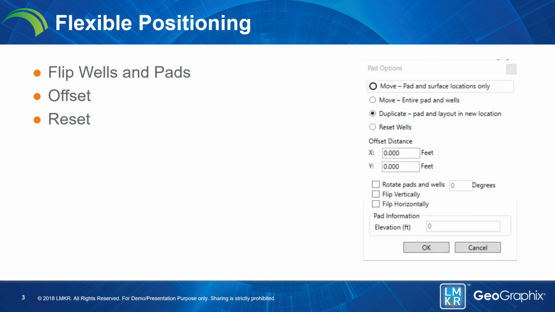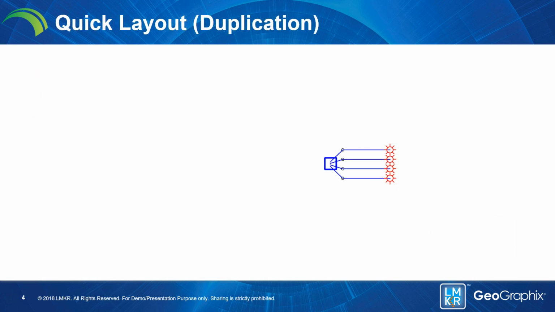The other enhancement that we did, this is huge, is flexible positioning. When you have pads and wells, we had drag and drop functionality before, but there wasn't a specific way to offset wells or pads by a specific amount, let's say 50 feet or 100 feet. Now we can do that. We can flip wells, we can flip pads, we can offset by a specific amount, and we can also reset the entire configuration. So this is a very quick way for you to make changes right on the map.